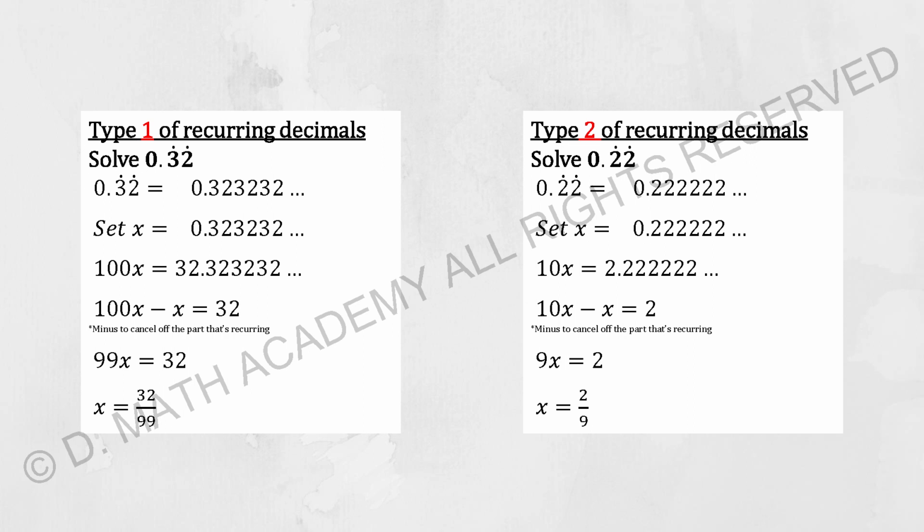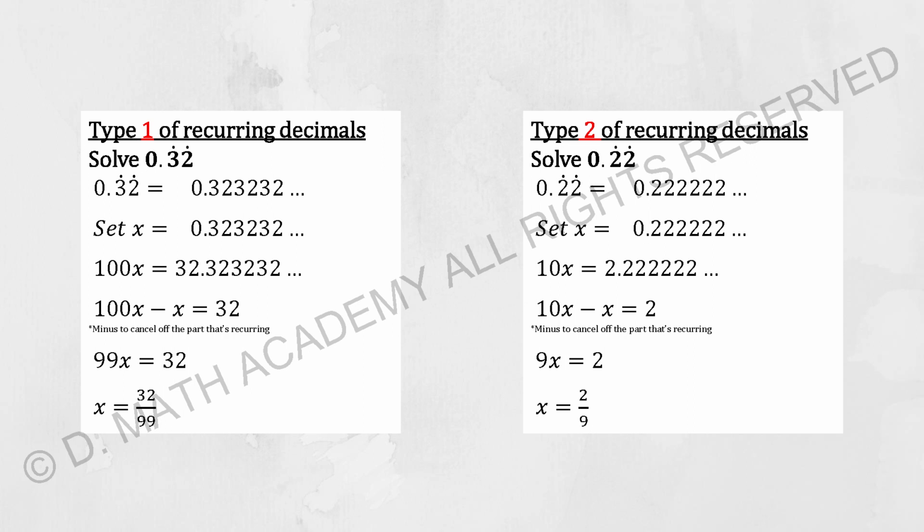Okay, so you will identify that there is a dot on top of the numbers. What the dot actually means is that the numbers are repeating. So let's say we have 0.32, whereby there's a dot on the 3 and 2. So what it means is that it will be 0.32, 32, 32, etc.